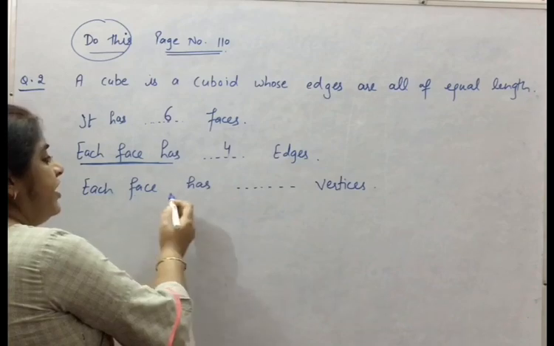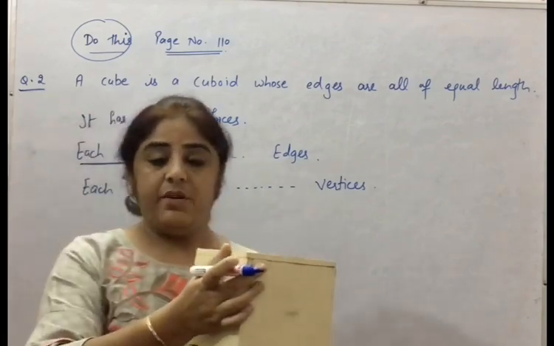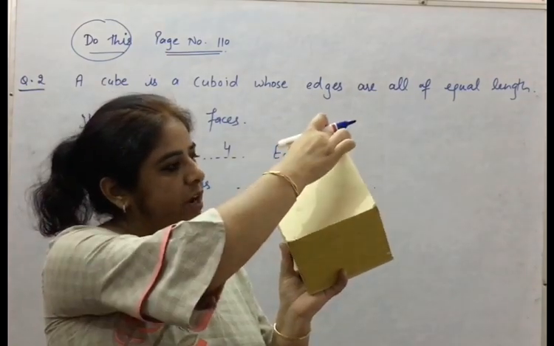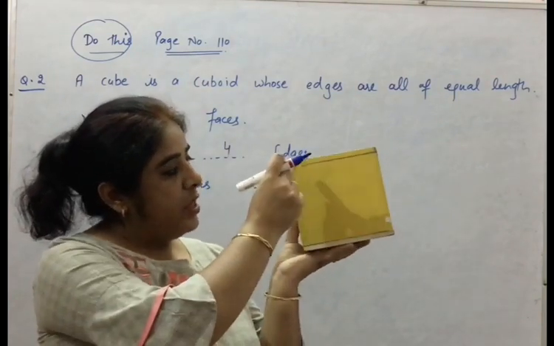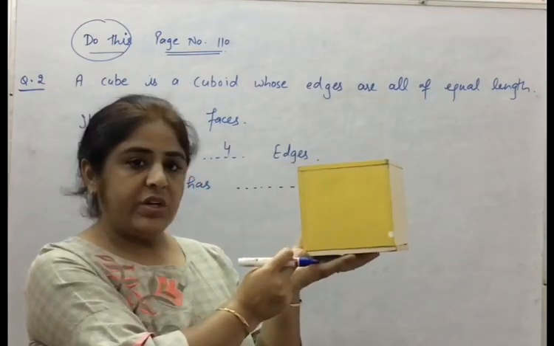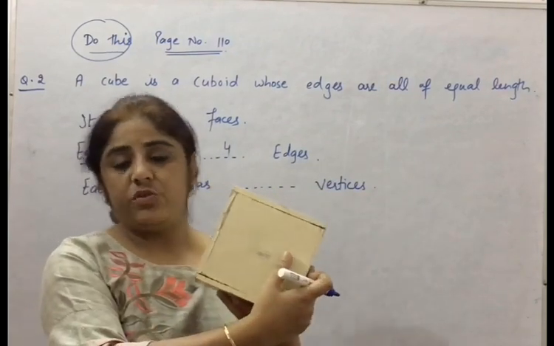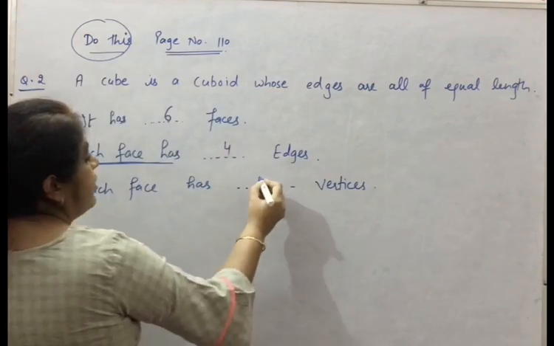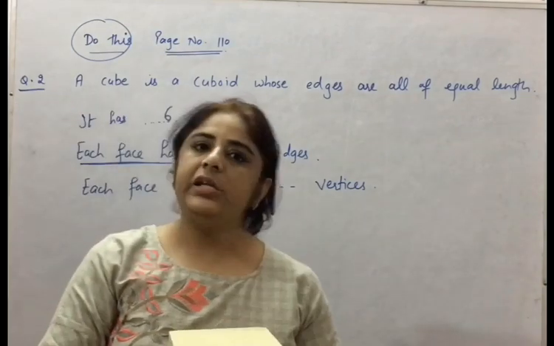Now, each face has dash vertices. We know total vertices are 8. But observing each face, if we go with this face, 1, 2, 3, 4 vertices. If we go with this face, 1, 2, 3, 4 vertices. In the same way, if we observe each face, then we will find that each face has 4 vertices. And the rest of the questions you will try yourself.